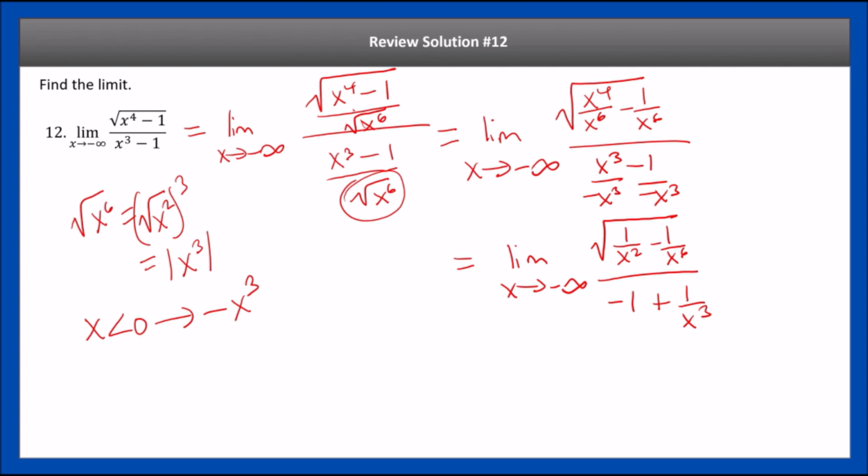But again, it doesn't matter, because if I plug in negative infinity here, this goes to 0, and these both go to 0. So really, you're just dealing with 0 on the numerator. So we get 0 over negative 1, which is 0. So the limit is 0. However, in the case that it's not 0, you want to make sure that you're careful with the negatives and things of that nature.